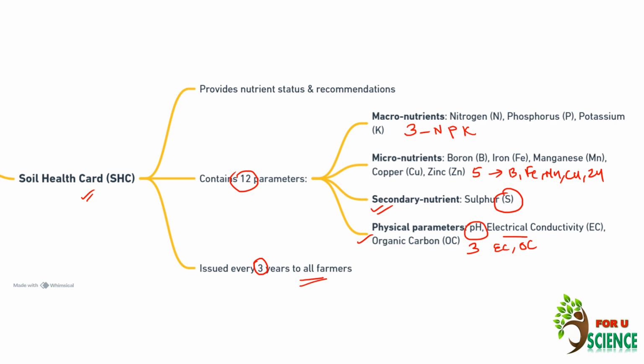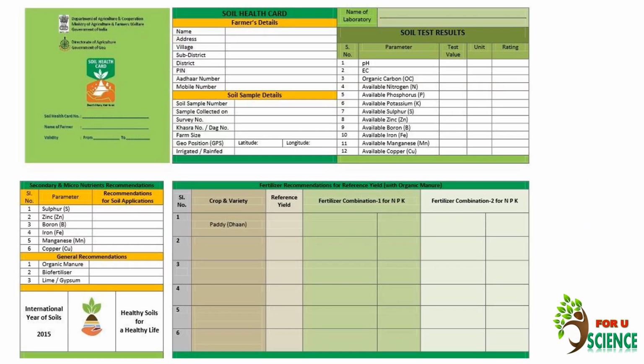Now let's see how it looks. This is the structure of a soil health card. It is like a report card of your annual exam. Here all the farmer details have been written, like name, address and all, and the soil sample details are also listed down in this chart. Then the soil test result is given from the recognized laboratory.